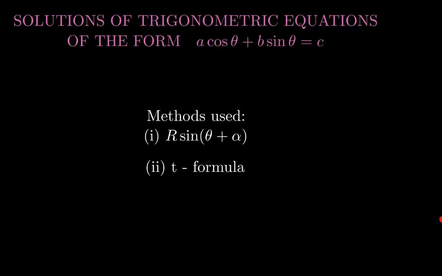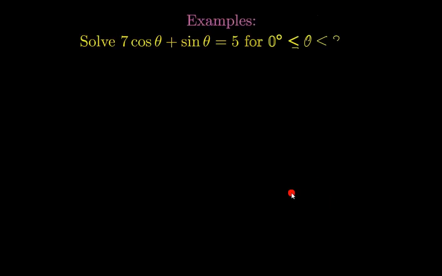So how can we solve trigonometric equations of the form a cos theta plus b sin theta? To solve such equations, we have two methods which we can use. To understand these methods, we just need to look at some examples. But the methods are these ones, and I'm going to explain both of them. Let's look at this example and see how we can go about using these methods.